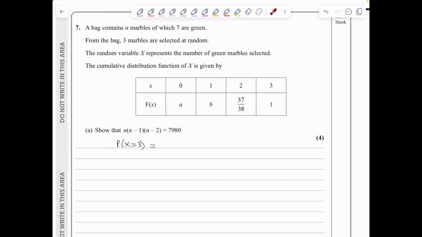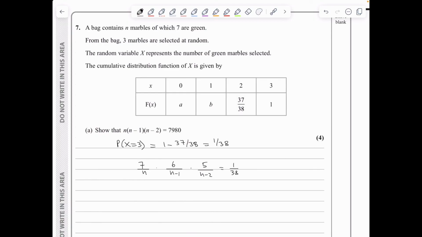So this is 1 minus 37 over 38, which is 1 over 38. Now the probability of drawing 3 green marbles is 7 over n for the first one, times 6 over n minus 1, because we've drawn 1 out, so we've got 6 green marbles out of a total of n minus 1 marbles, times 5 over n minus 2, and this should be equal to 1 over 38.